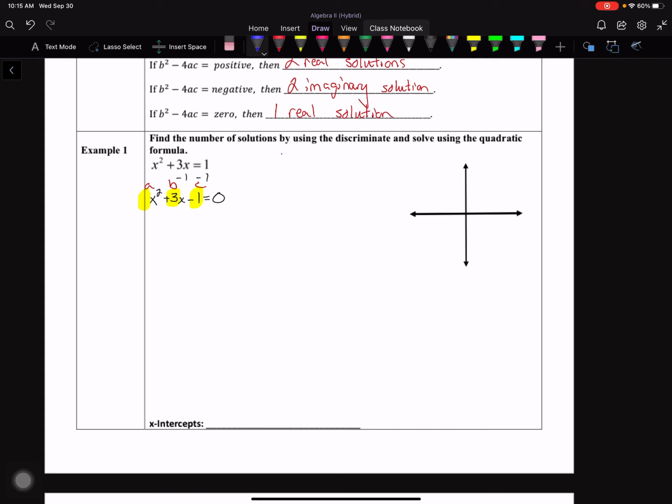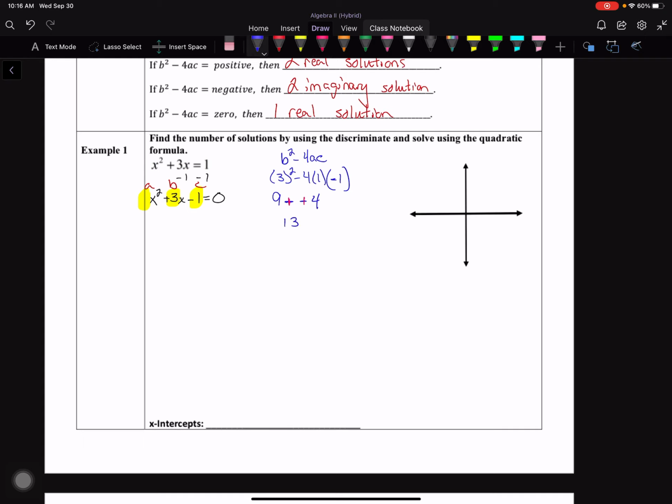So the discriminant is b squared minus 4 times a times c. So plugging in the values, b is 3, so 3 squared minus 4 times a is 1. It's the number in front of x squared there, which is 1, times c, which is negative 1. So simplifying, 9 minus 4 times 1 times negative 1 is negative 4. Two negative signs back to back like that turn into addition. 9 plus 4 is 13.